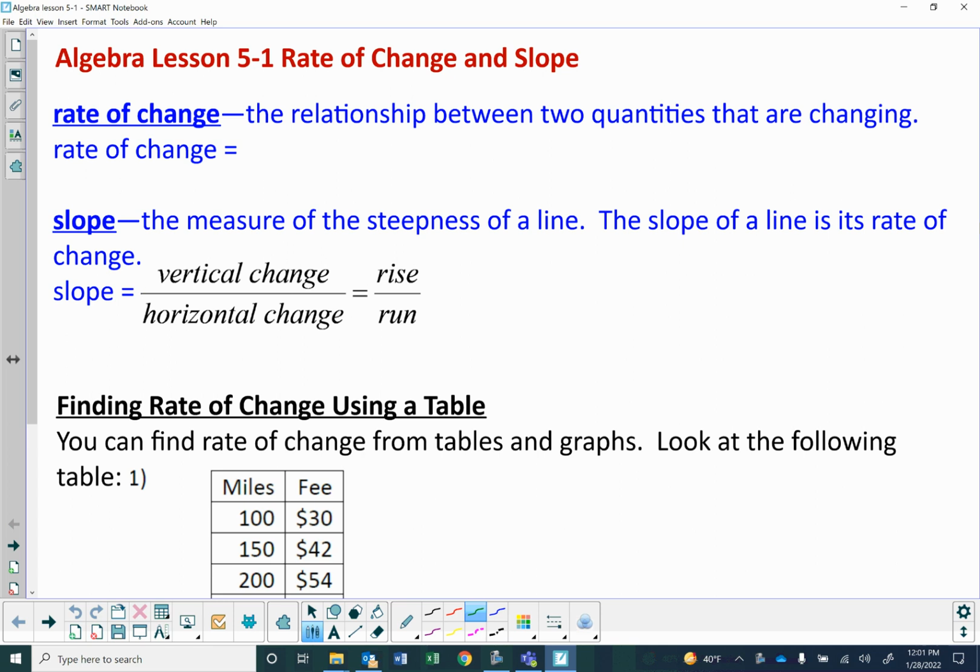This is Algebra Lesson 5-1, Rate of Change and Slope. Rate of change is the relationship between two quantities that are changing. The rate of change is basically considered to be a fraction in which you take the change in the dependent variable and divide it by the change in the independent variable.